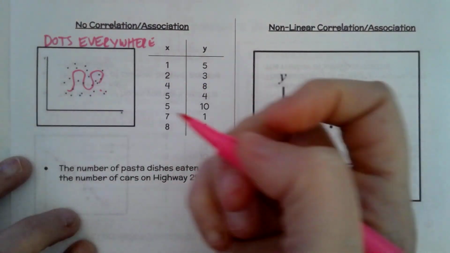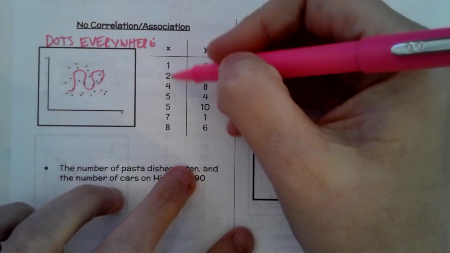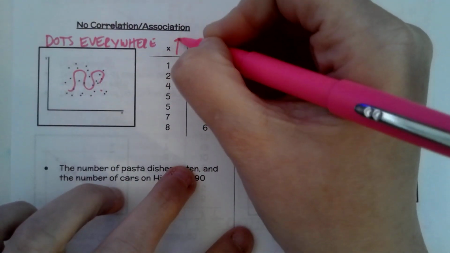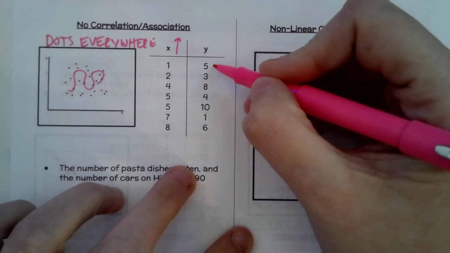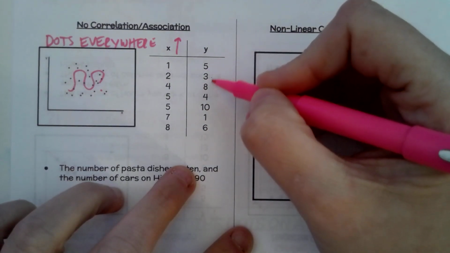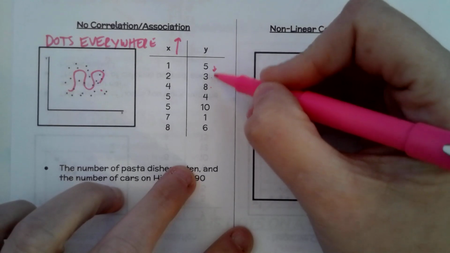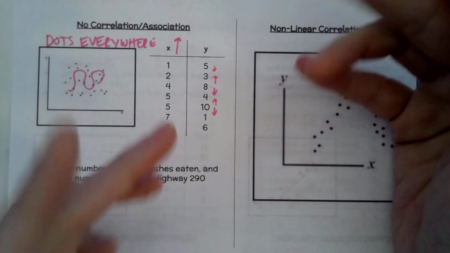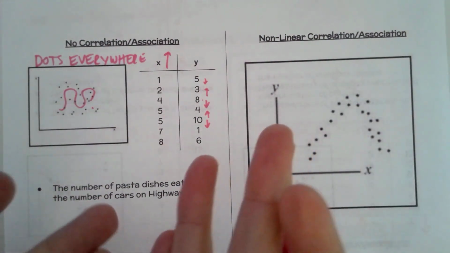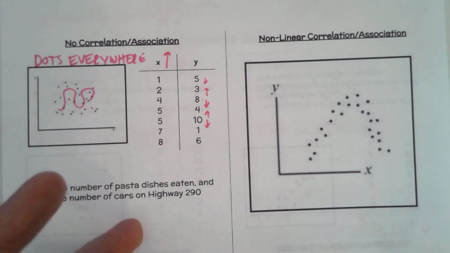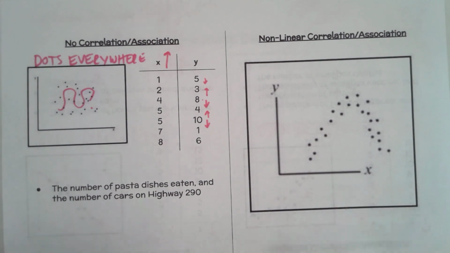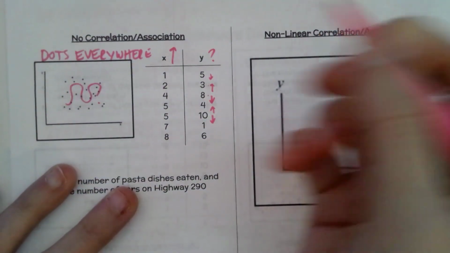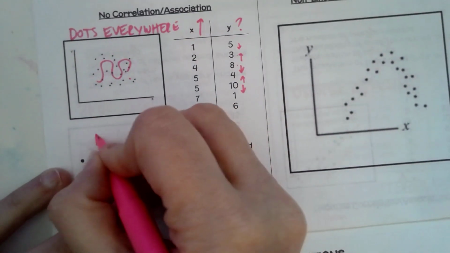So there's no pattern. Now, if I look at this, my x's are all increasing. So as my x's increase, look at this. It's going down and then up and then down and then it goes up and then it goes down, then it goes up and then it goes down. It's all over the place. So the x's are in order, but the y's are all over the place. There's still no pattern in the y's.